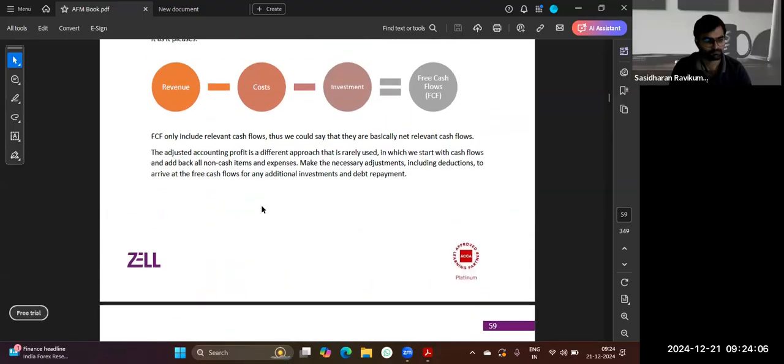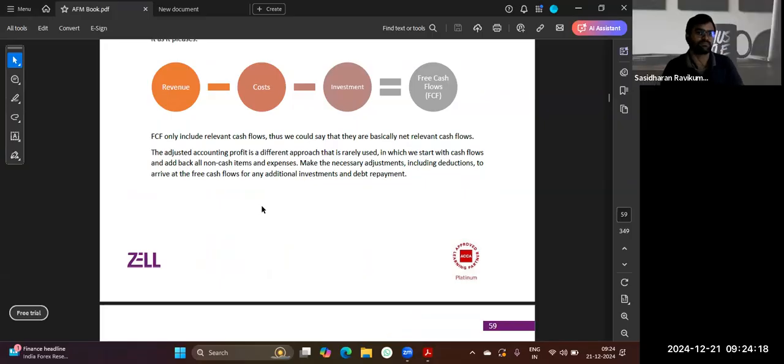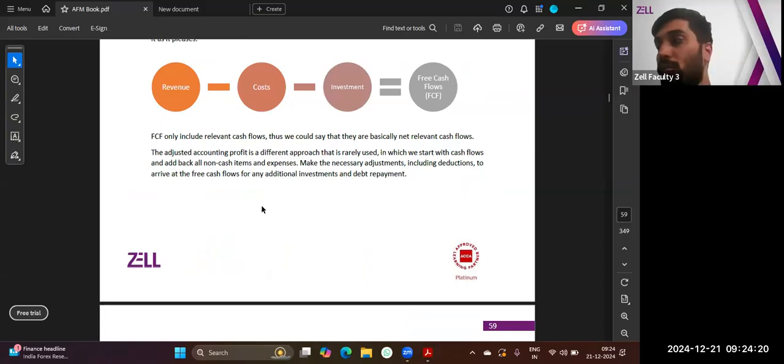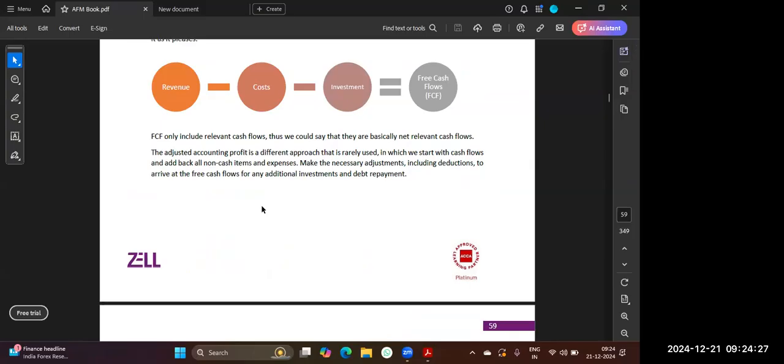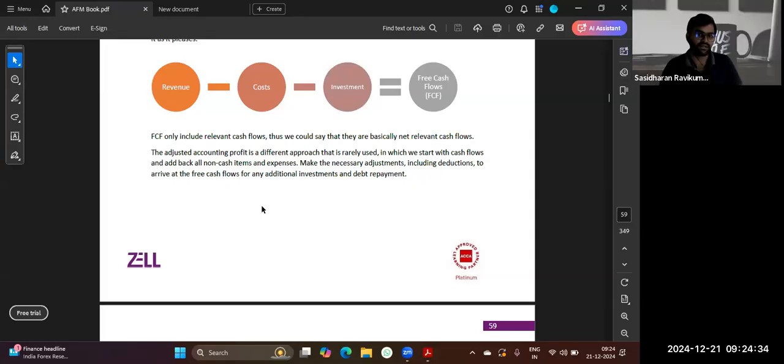Yes, sir. Okay. Now, while calculating free cash flows, we only use relevant cash flows. Have you guys heard of relevant costing? Yes, sir. Only one person. Anyone else who knows about relevant costing? Can you tell me what do you mean by relevant costing? Future incremental cash flows or relevant cash flows, like opportunity cost and incremental cost.